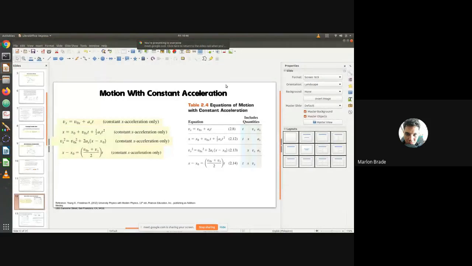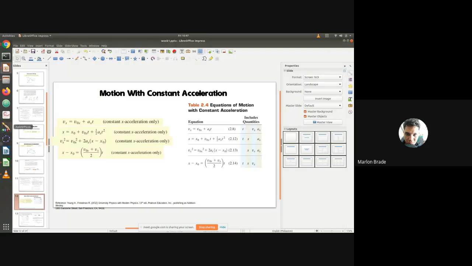So the first equation is vx equals v naught x plus axt. x equals x naught plus v naught x t plus 1 half axt squared. vx squared equals v naught x squared plus 2ax (x minus x naught). And lastly, x minus x naught is equal to (v naught x plus vx) over 2 multiplied by t. So let's first discuss the following equations.